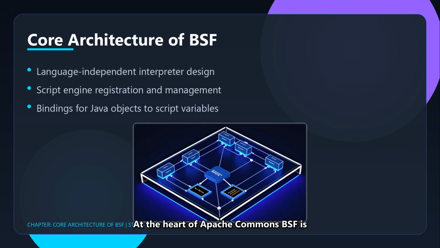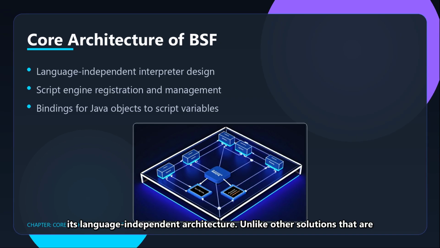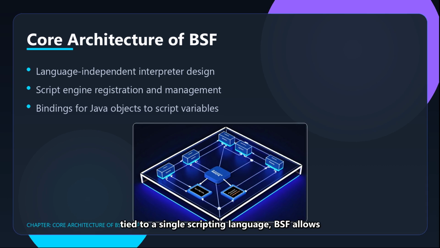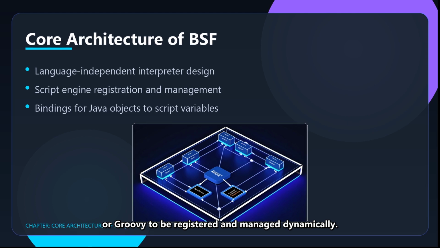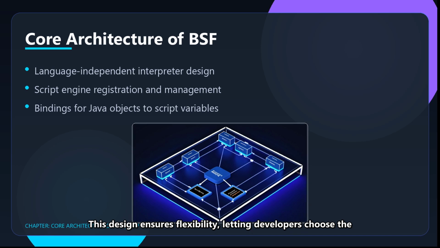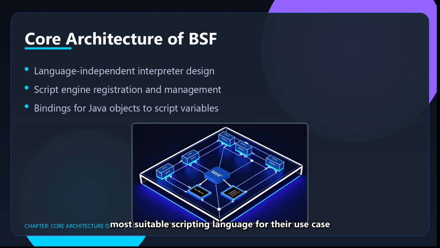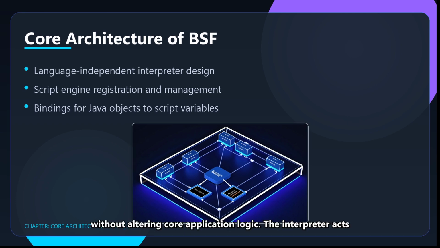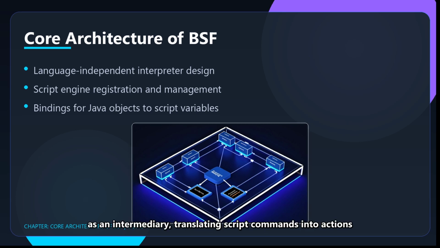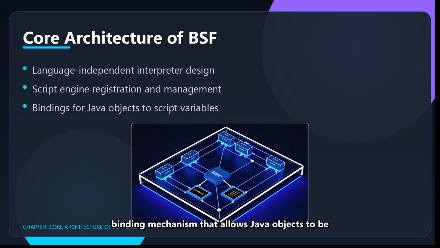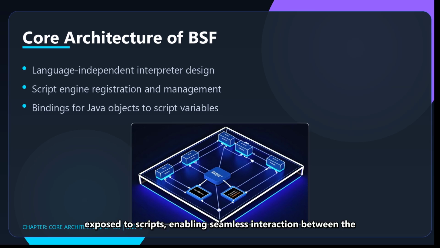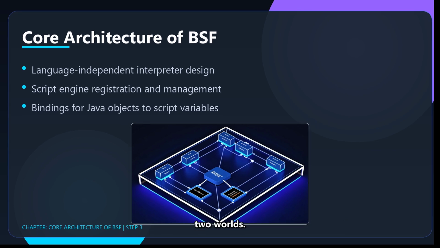At the heart of Apache Commons BSF is its language-independent architecture. Unlike other solutions that are tied to a single scripting language, BSF allows multiple engines such as JavaScript, Rhino, Python, Jython, or Groovy to be registered and managed dynamically. This design ensures flexibility, letting developers choose the most suitable scripting language for their use case without altering core application logic. The interpreter acts as an intermediary, translating script commands into actions within the Java environment. Additionally, BSF provides a binding mechanism that allows Java objects to be exposed to scripts, enabling seamless interaction between the two worlds.